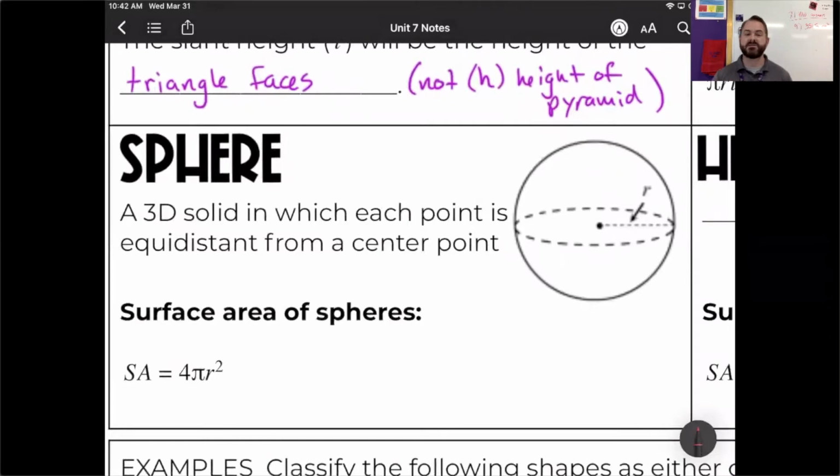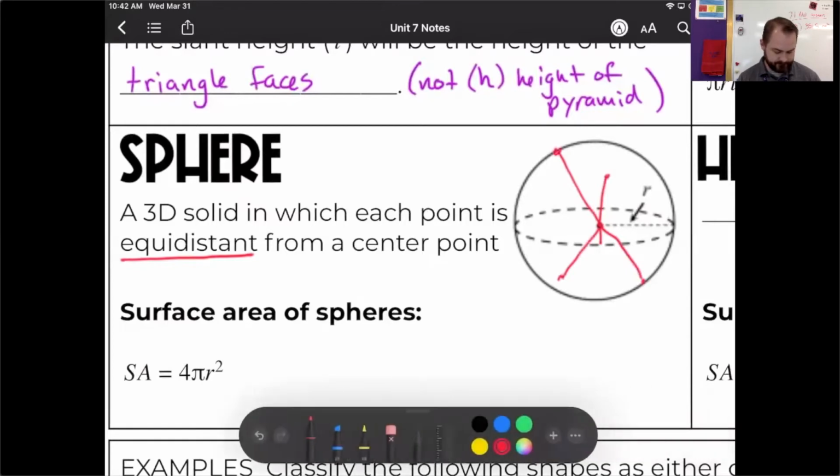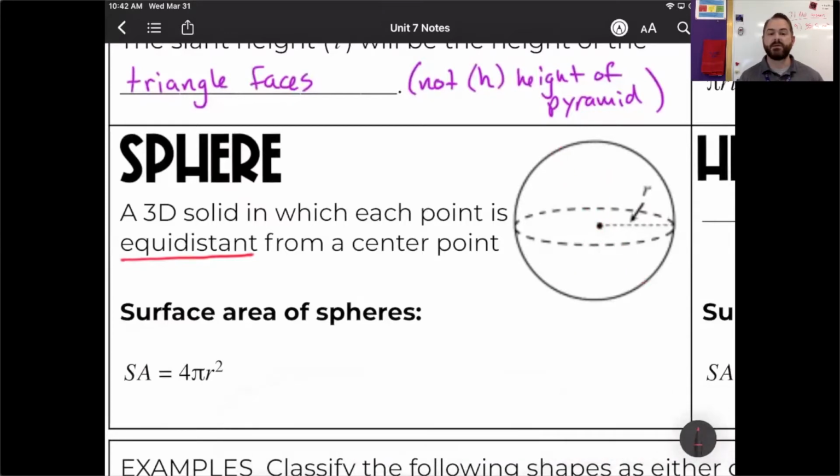It's a three-dimensional solid in which each point is equidistant. All right, that's a big word. Equidistant from a center point. That means any point on the sphere out here, anywhere, is going to be the same distance from that center, no matter where I put that. Okay? So equidistant means same distance from the center point. And the distance from that point to any point on the circle is still called the radius.